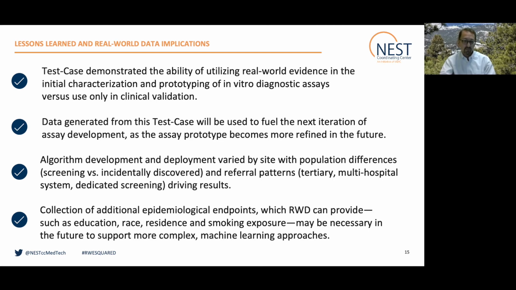And finally, as we move forward and think about adding machine learning, especially machine learning-based imaging models, that, as well as the epidemiologic endpoints which real-world data can provide, will make this approach, these models, and clinical decision support tools much more powerful.